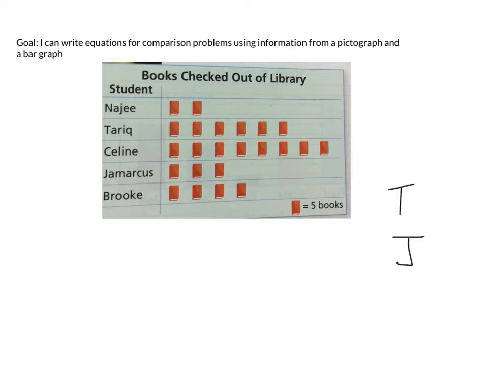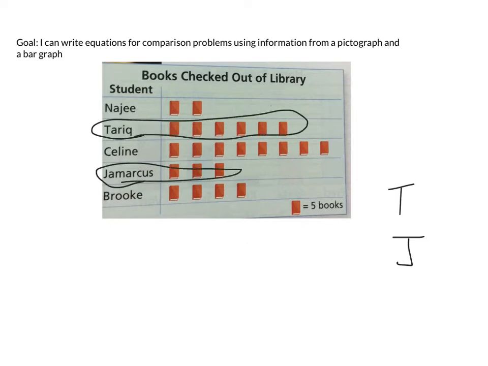So if we take a look, Tyreek's column of books is here, and Jamarcus is here. We need to write an addition equation as well as a subtraction equation to compare the two. To make things a little easier, I'm going to total out the number of books that Tyreek checked out as well as how many books Jamarcus checked out. So let's count how many books Tyreek checked out. Remember, each book is worth 5, so we'll count by 5s. 5, 10, 15, 20, 25, 30. So Tyreek checked out 30 books.